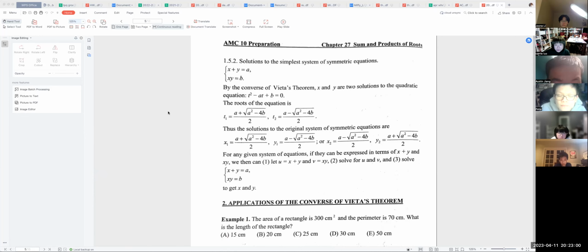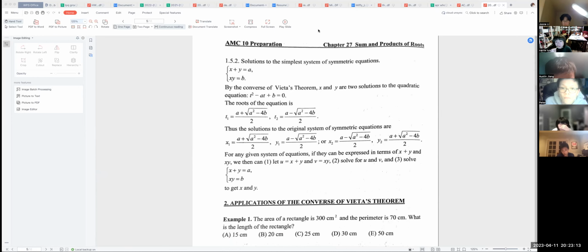So let's take a look at this question. Let's just use these simple questions to take a look at it. The area of a rectangle is 300 centimeters squared, and the perimeter is 70. What is the length of the rectangle?